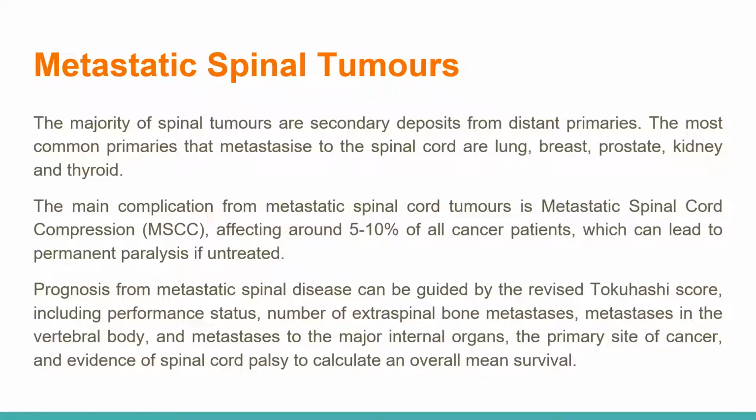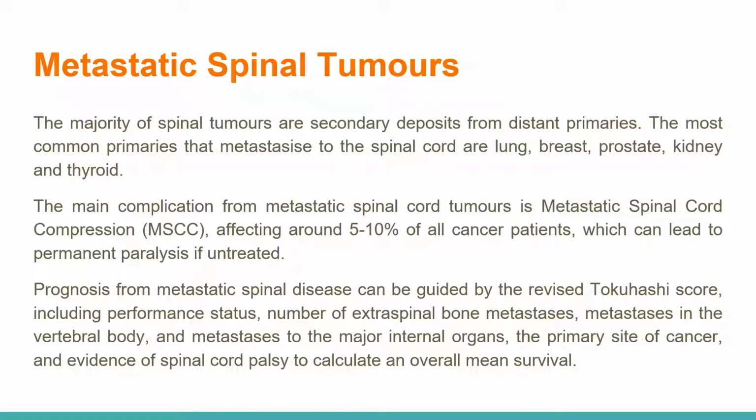Then we have metastatic spinal tumors. The majority of spinal tumors are secondary deposits from distant primaries. The most common primaries that metastasize to the spinal cord are lung, breast, prostate, kidney, and thyroid. The main complication from metastatic spinal cord tumors is metastatic spinal cord compression, affecting around 5 to 10% of all cancer patients, which can lead to permanent paralysis if untreated.